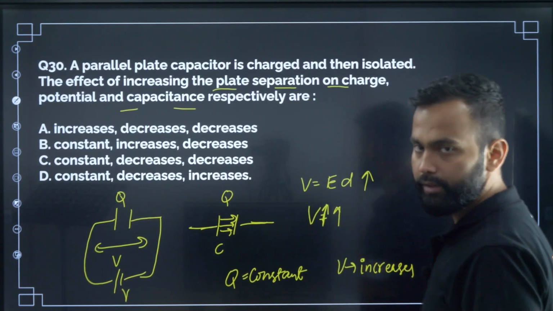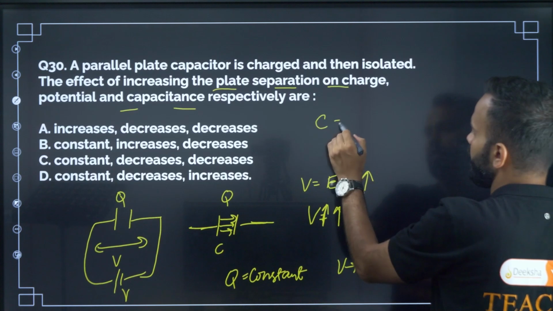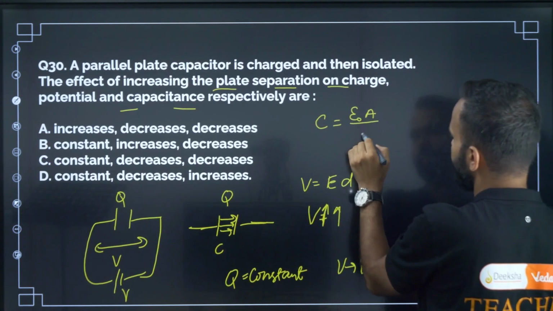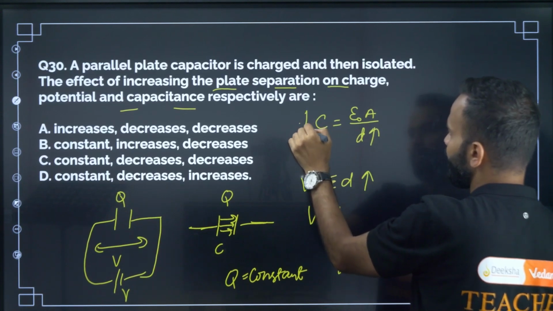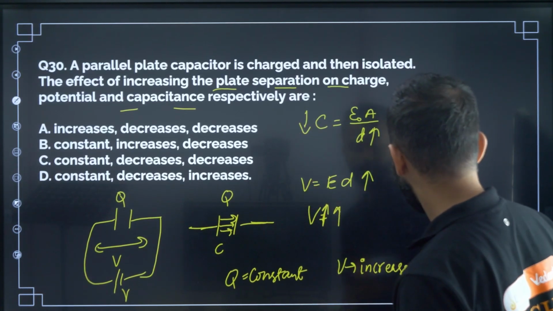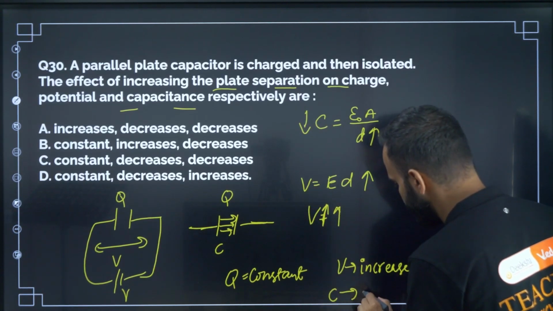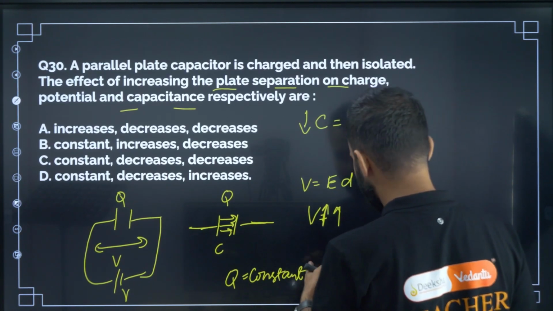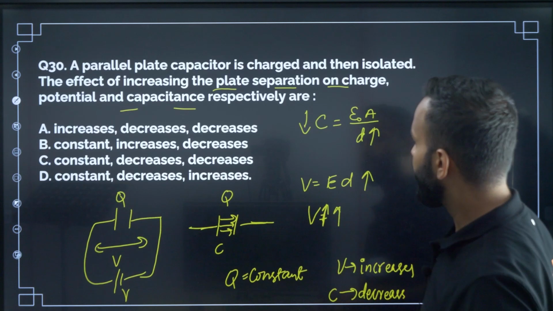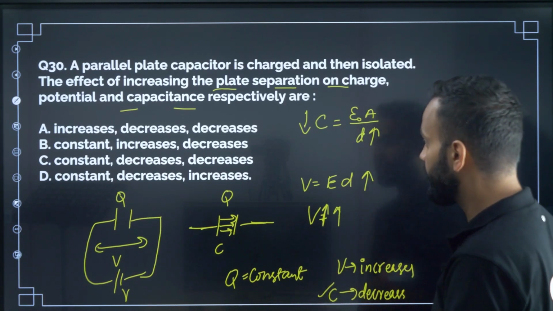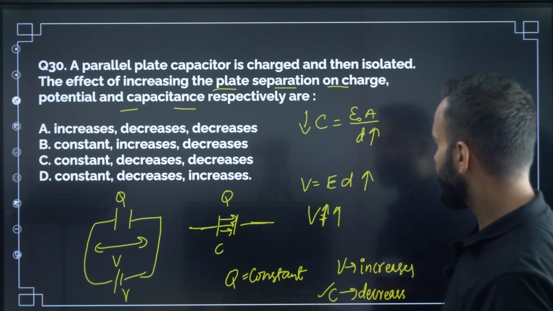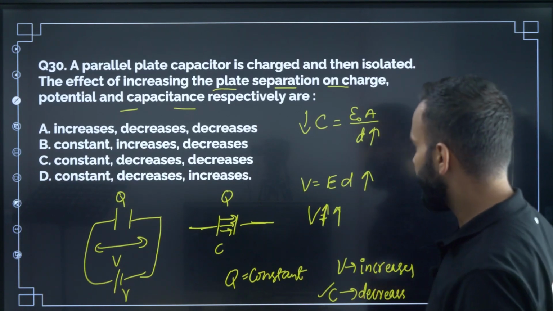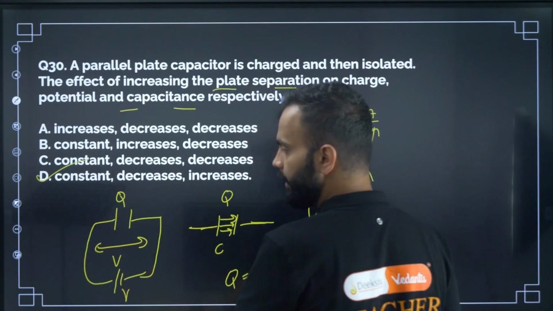So let's see the capacitance. Capacitance of the parallel plate capacitor is epsilon naught A divided by D. If you increase the value of D, capacitance decreases, right? So C decreases. So Q is constant, capacitance decreases and potential increases, right? So the correct option is D.